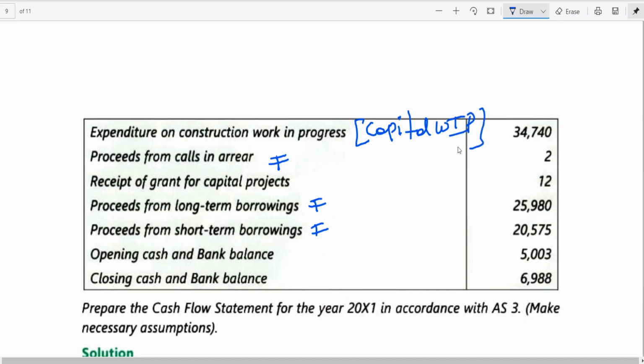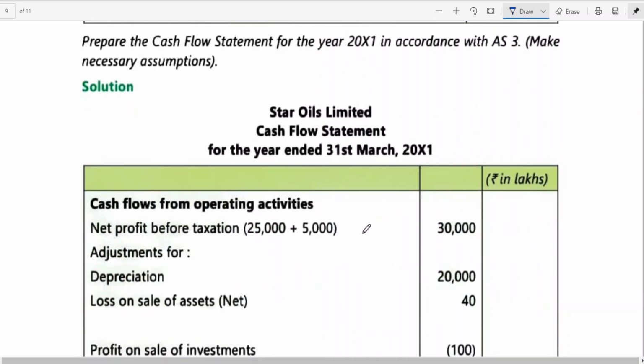And then receipt of grant for capital projects. So receipt of grant is a financing activity. You are getting money for generation of capital projects. So receipt of grant is a capital receipt. So that is why this is to be taken as which activity? Financing activity. I think you can do the problem very simply.